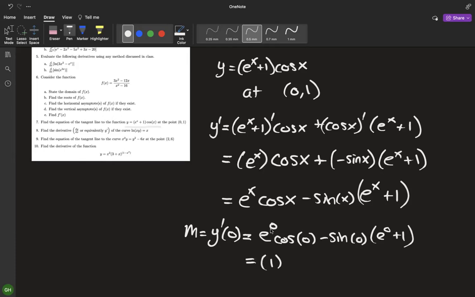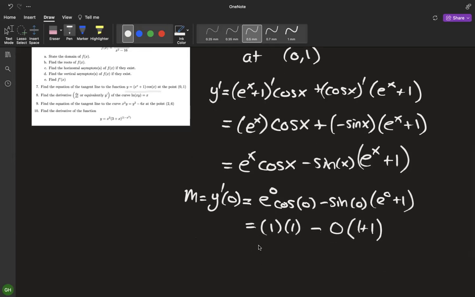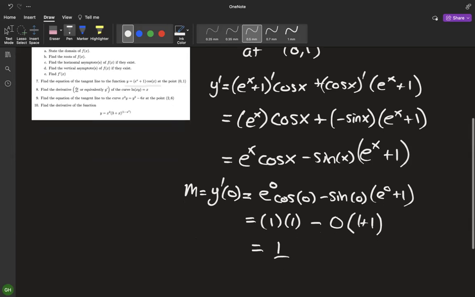That's 1. E to the 0 is 1. Cosine of 0 is 1. Sine of 0 is 0. E to the 0 is 1. So it's 1 minus 0 times 2, which is 1 minus 0. So I just get 1.